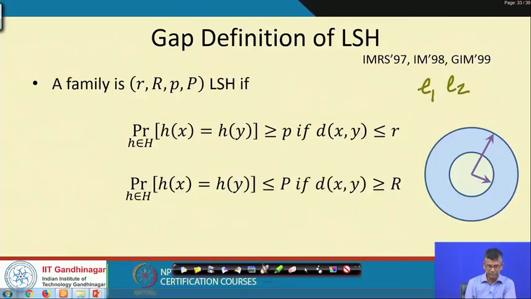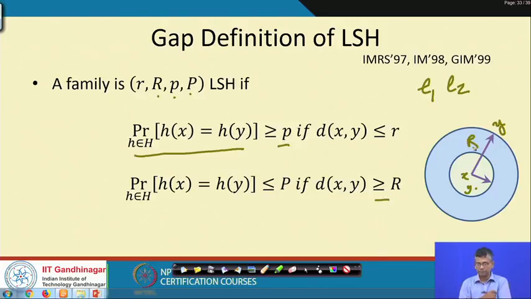So, we say that a family H is (r, R, P, p)-LSH if, let us say this is x, if two points x and y are at distance less than or equal to small r, then the probability of collision according to H is at least p for some p. If 2 points x and y are at least capital R distance apart, then the probability of collision is less than capital P. Okay. So, what are we saying now?